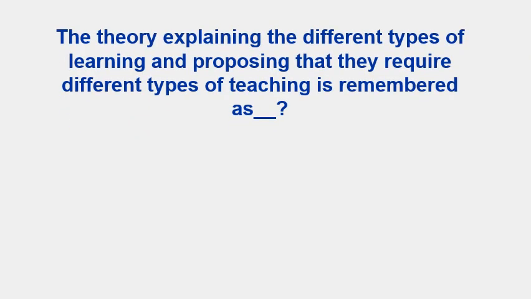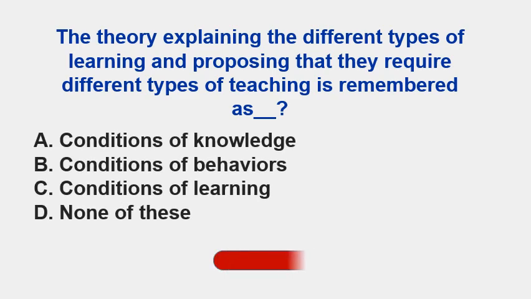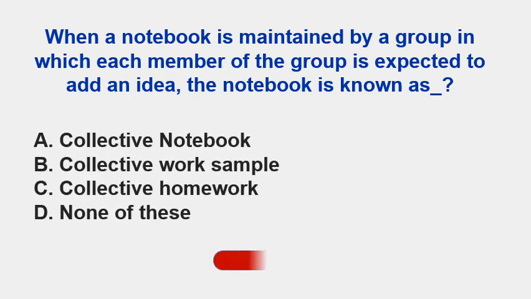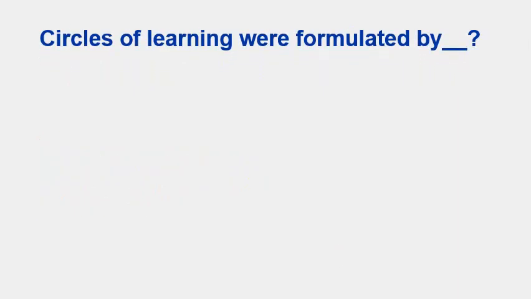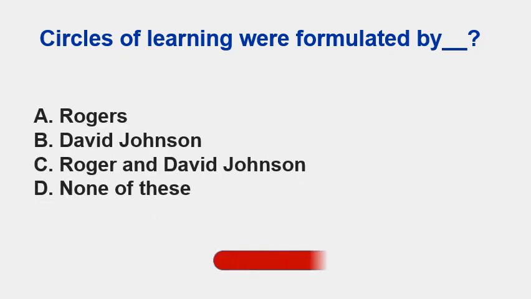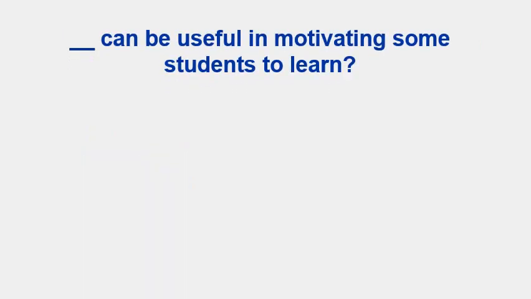The theory explaining the different types of learning and proposing that they require different types of teaching is remembered as. When a notebook is maintained by a group in which each member of the group is expected to add an idea, the notebook is known as. Circles of learning were formulated by. Dash can be useful in motivating some students to learn.